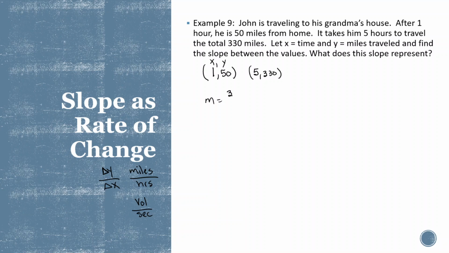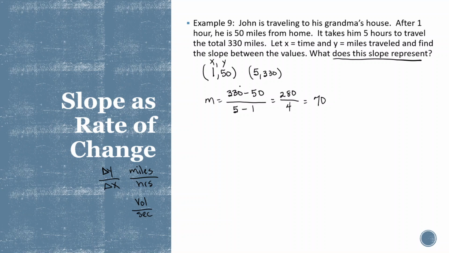So we're going to take our y values and subtract them. And we're going to take the x values and subtract them. So that gets me 280 over 4, so I end up with 70. Now the question is, what does this represent? Well, let's look at units.